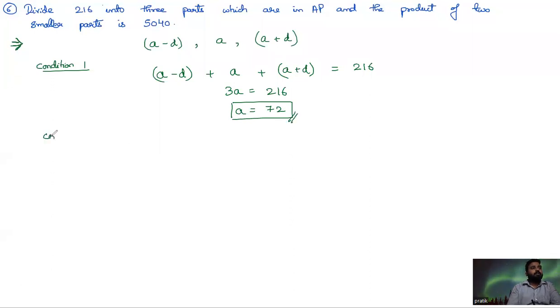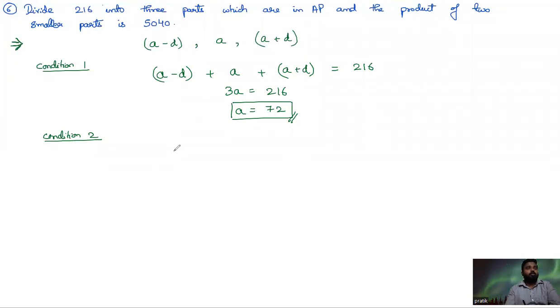With respect to condition 2, they state that the product of the two smaller parts. Which are the two smaller parts? That is A into A minus D. These are the smaller parts, right? Because these are the first term and the second term. So definitely smaller the term, smaller the value. We are considering that. Now, don't think that to be a decreasing AP. I'm considering it to be an increasing AP, basically.